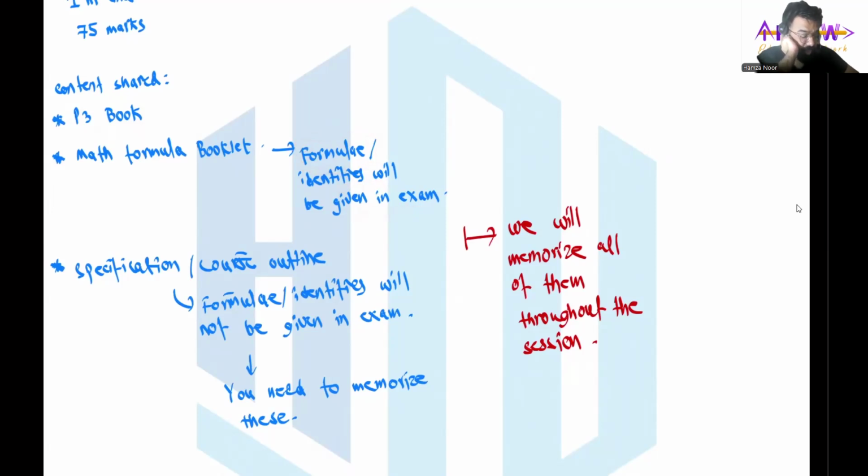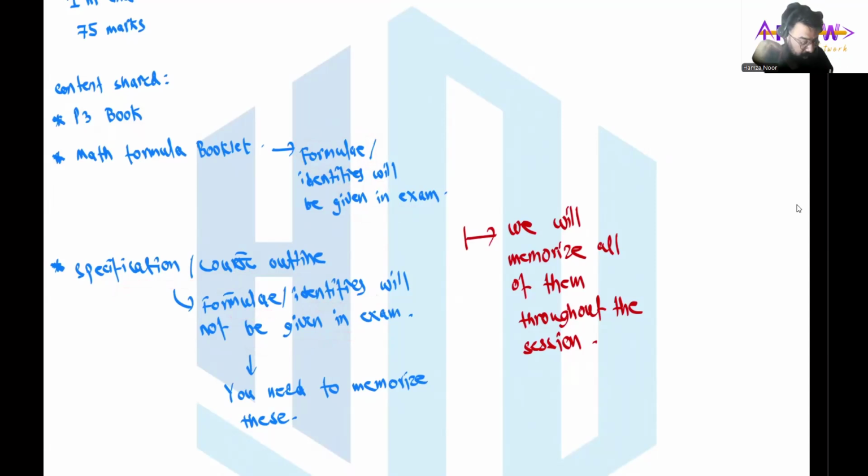Thirdly, I have shared the specification course outline file of each and every component. When you go to the P3 section of the specification course outline, you will find those formulas and identities which will not be given in the exam.